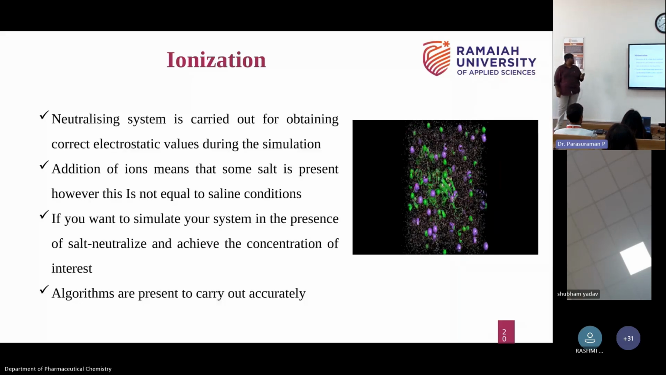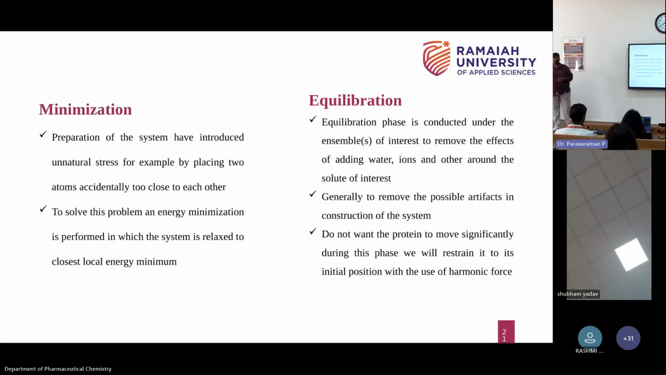Minimization and equilibration. In the software, minimization is done during the preparation of the molecule, although in the steps it comes last. During preparation, we add extra atoms like hydrogens, so there may be steric clashes, or atoms may come closer together. We minimize that so the complex attains a local energy minimum and remains in equilibrium throughout the simulation.